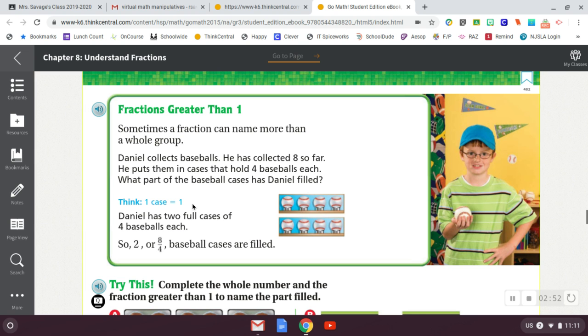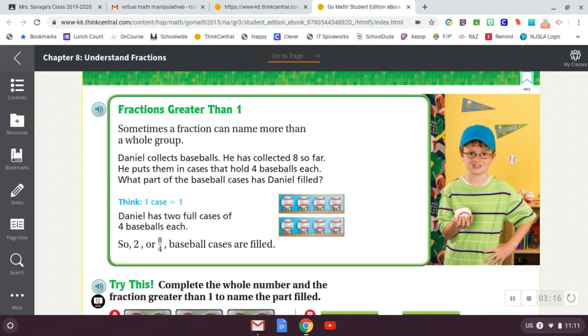So here's a clue in blue. 1 case equals 1. That would be 1 whole. So this case right here, that's 1 whole. So I can look at this right now and say he's got 1 case filled, 2 cases filled. So he has 2 wholes. But now let's find a fraction greater than 1 to name those 2 wholes.